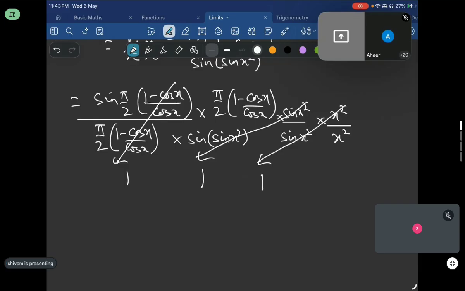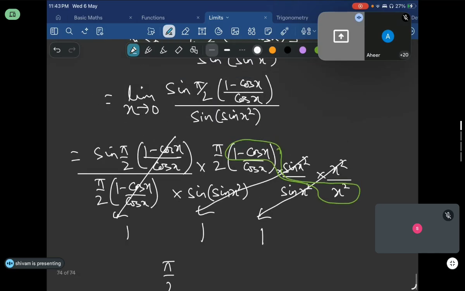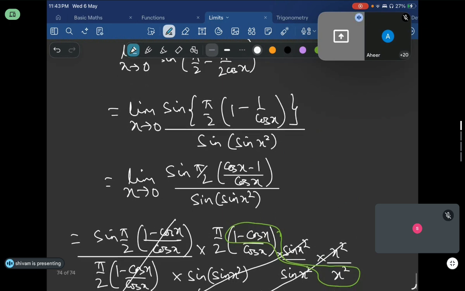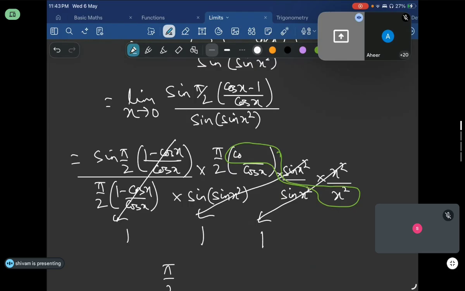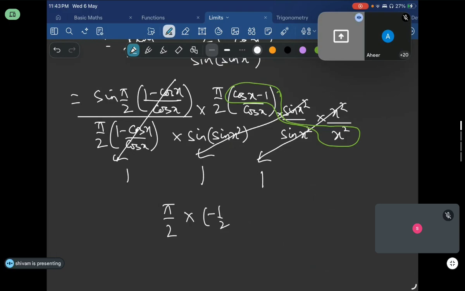Next. Over here, 1 minus cos x. Pay attention. I'm marking it. 1 minus cos x upon x square. This will become half. Okay, let us start substituting. When x is equal to 0, this will become pi by 2 into. Wait a minute. This was cos x minus 1, not 1 minus cos x. When we take cos x as LCM, this was cos x minus 1. So it will become minus half. So it will become pi by 2 into minus half into when you substitute 0, it will become 1. This will become minus pi by 4.